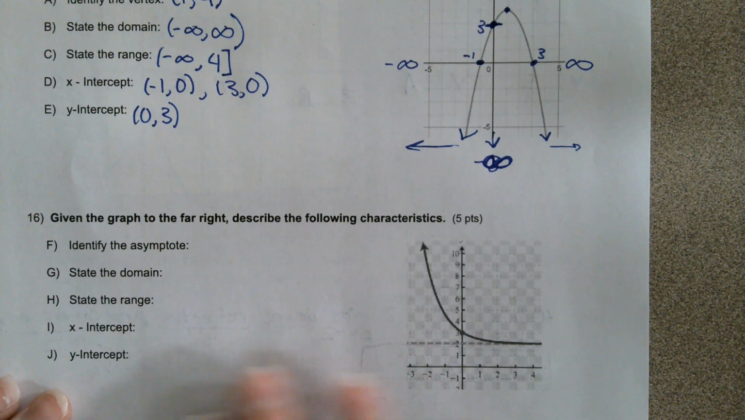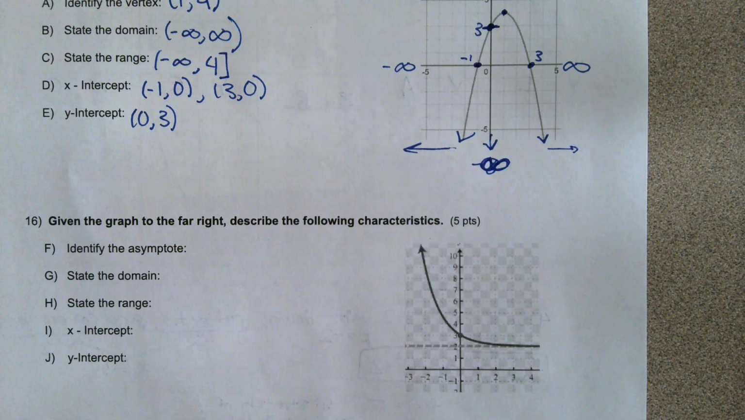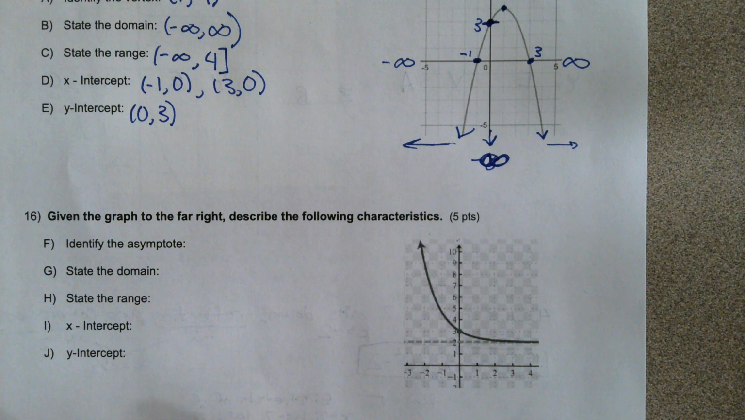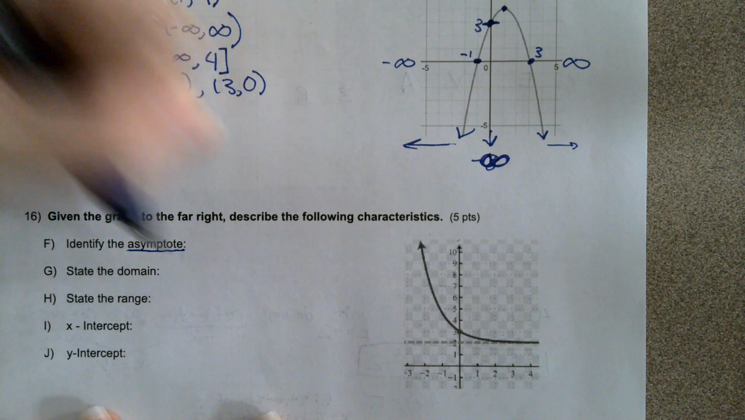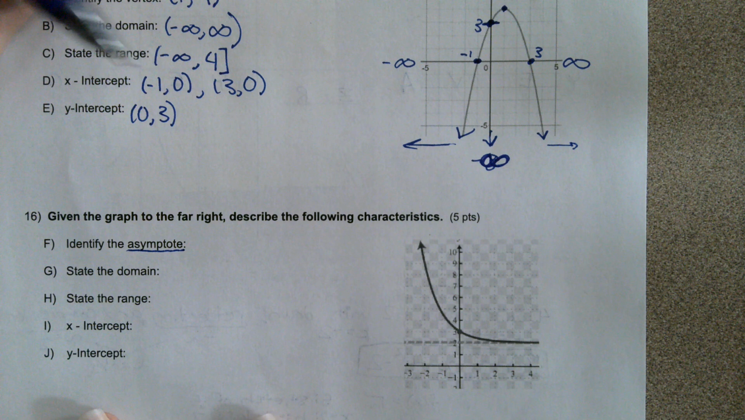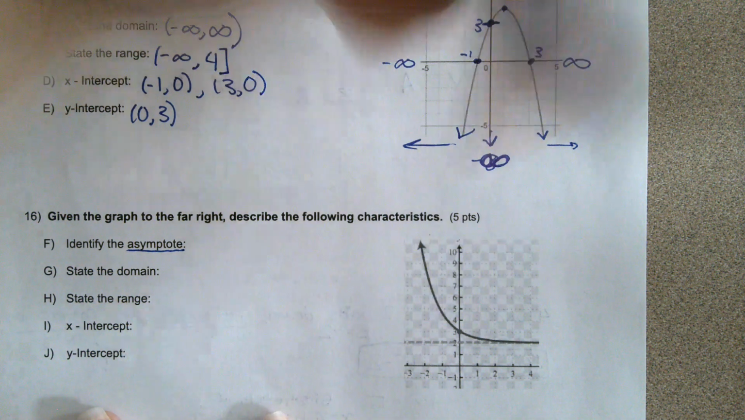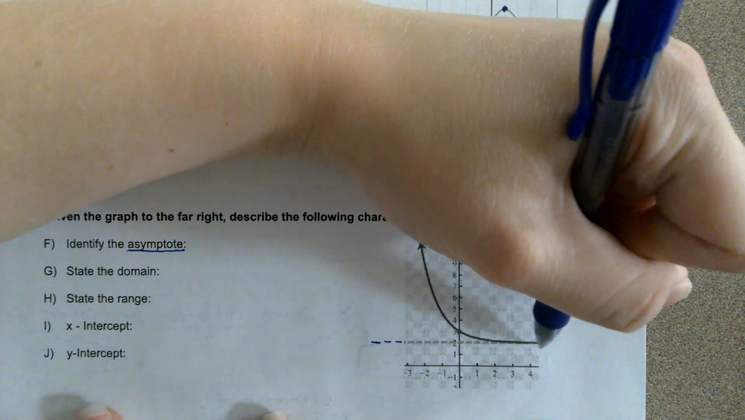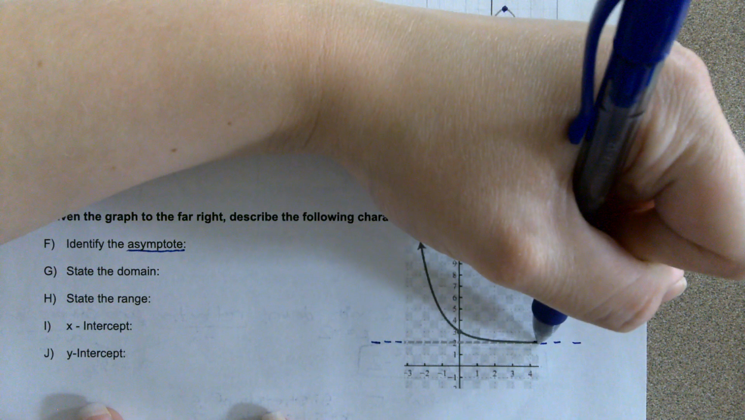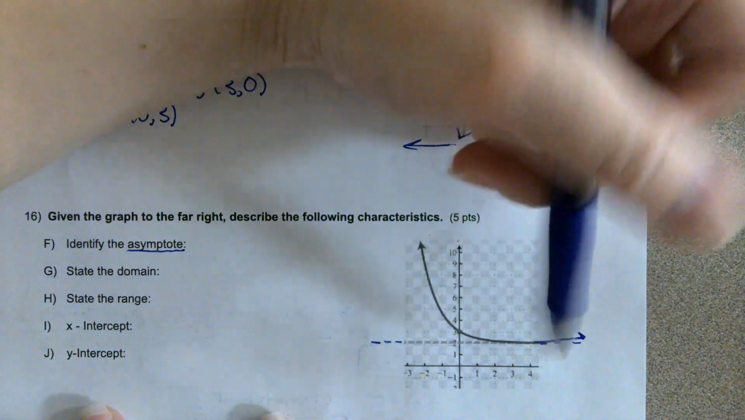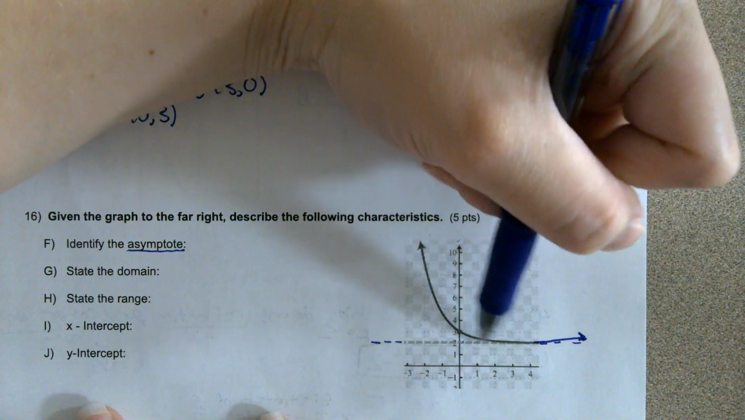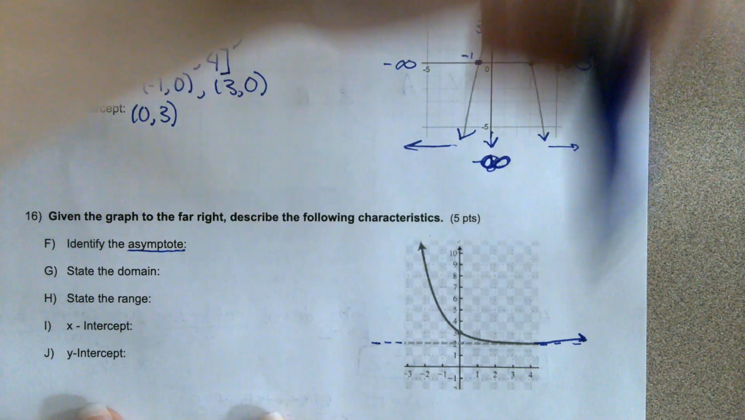Do that again. Number 16. Given the graph to the far right, describe the following characteristics. This one's different. It's already asking about an asymptote. That means this is an exponential function. This is the only function that has an asymptote. The asymptote is this dashed line here. And we're going to draw this out further so you can see what else happens. This graph is going to keep moving to the right. And it's going to hover above this asymptote. It's never going to touch the asymptote, and it's never going to go underneath it. It can't. It won't allow it.